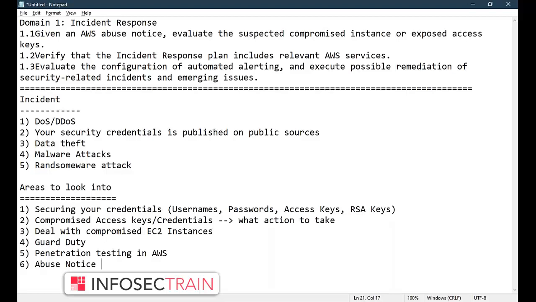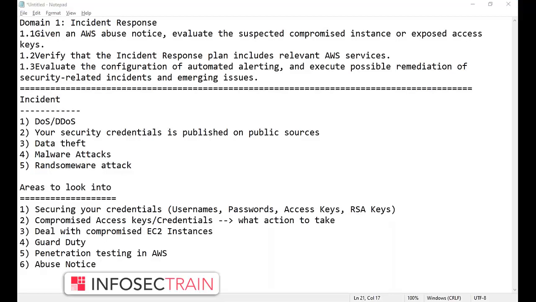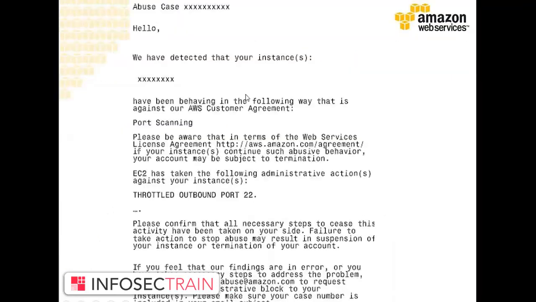In that case, they will send Aditya an abuse notice. Let me see if I can show you an example for an abuse notice. If I have, I'll show it to you. Just a second. This is what an abuse notice will look like. This is an example of an abuse notice. See.